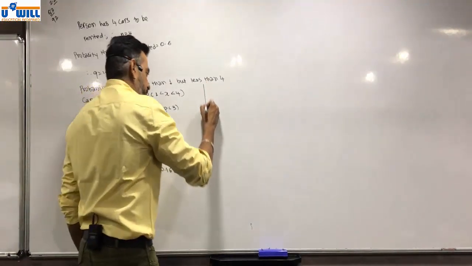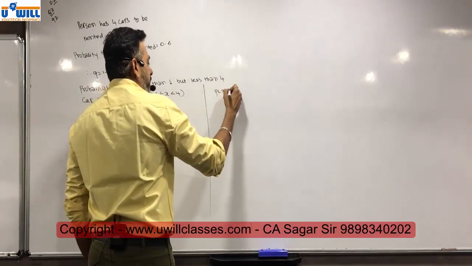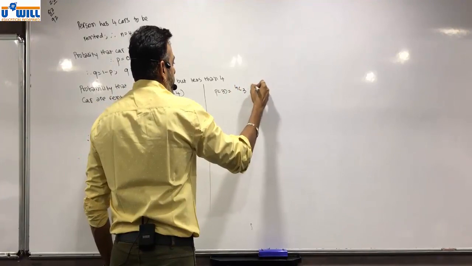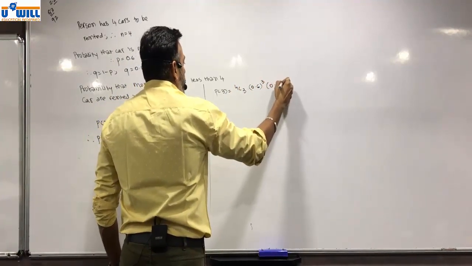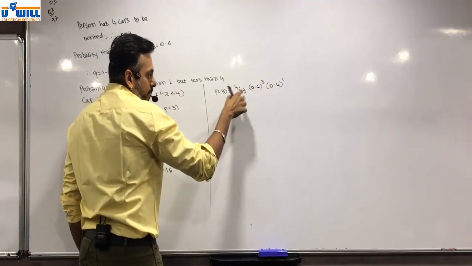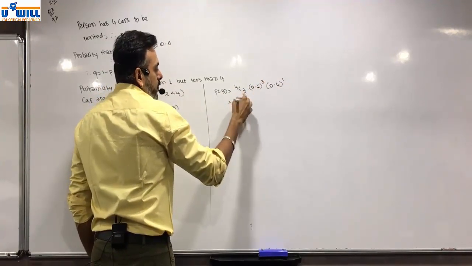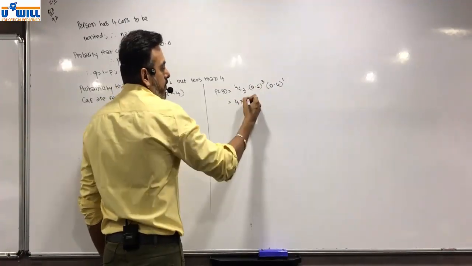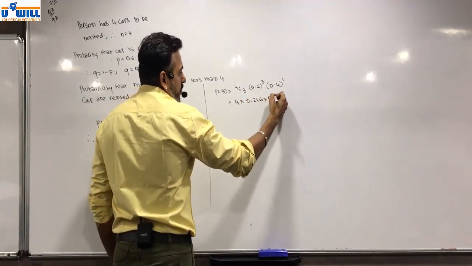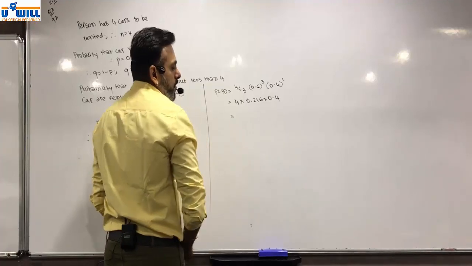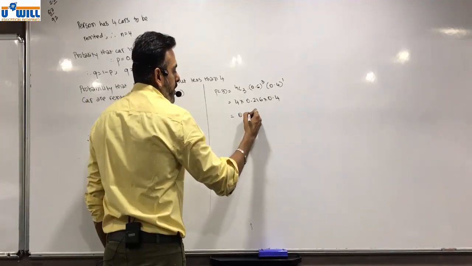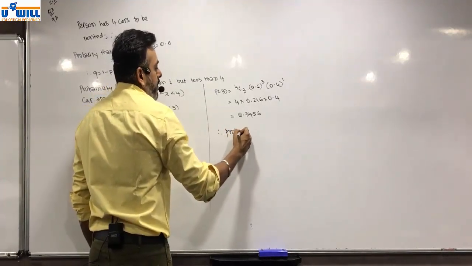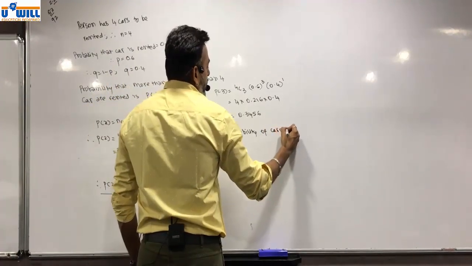Now, probability of 3 is equal to 4C3 into 0.6 raised to 3 into 0.4 raised to 1, since 4 minus 3 is 1. So 4C3 is 4, into 0.6 raised to 3, which is 0.216, into 0.4, which is equal to 0.3456.